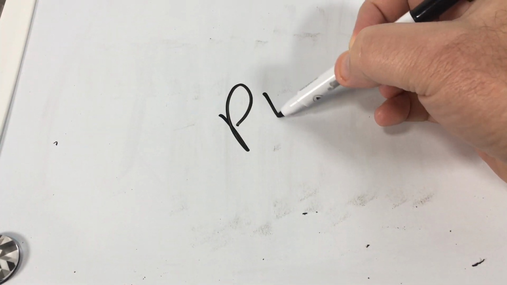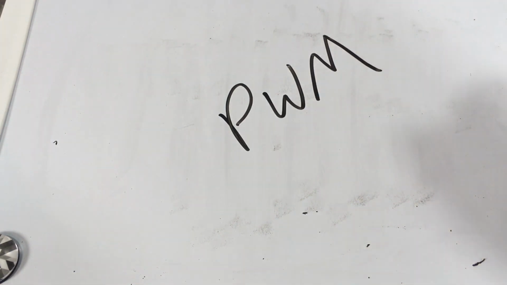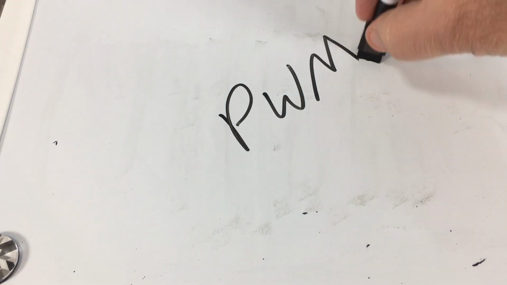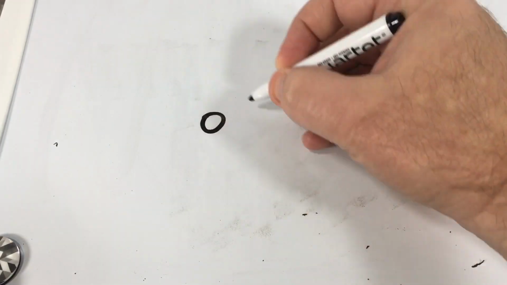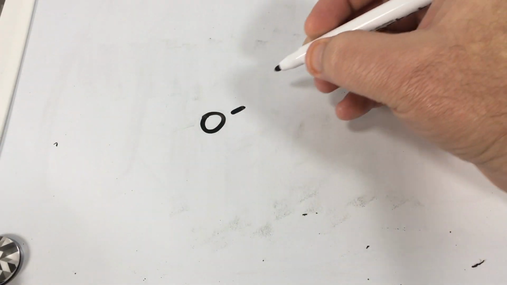Welcome to another video. Today we are going to talk about pulse width modulation, also known as PWM. This is a way that we can output different levels of a signal. Instead of just putting out 0 volts, which would be a logical low, or 5 volts, which would be a logical high, we can put out anywhere using pulse width modulation.